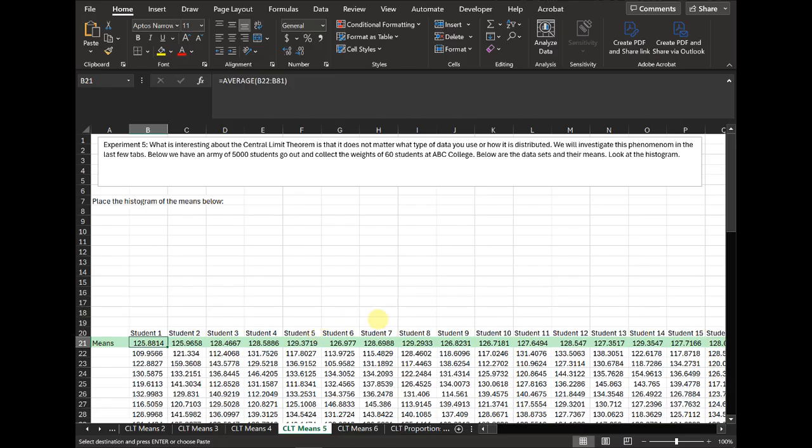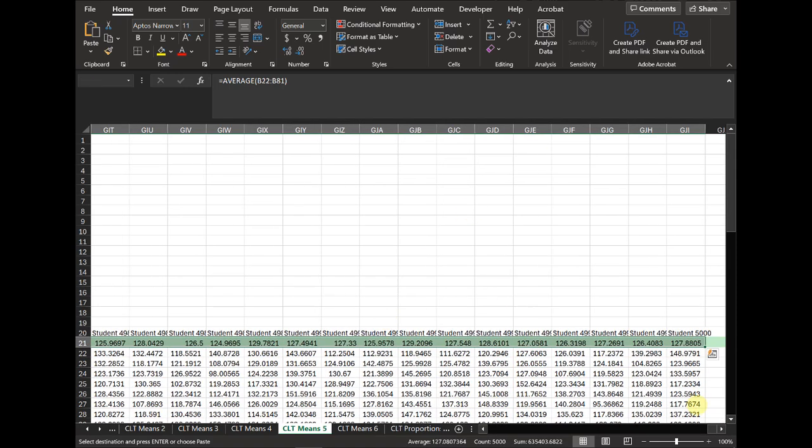What's interesting about this is that it doesn't matter what type of data you use. I've been using height data, but let's switch this to the weight data now, right? Because we said that we had height and weight data. So we're going to go back to that 5,000 students collecting the weight of 60 students each. So I have all these different data sets.